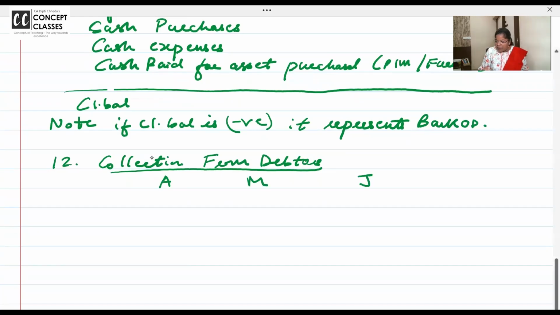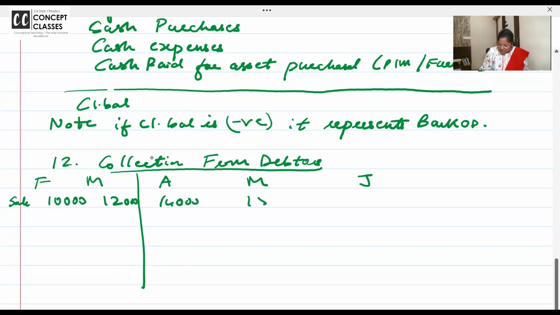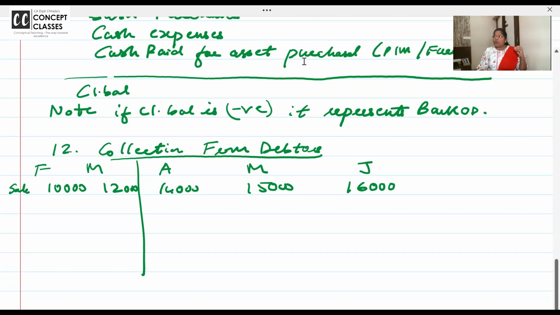April, May, June. आप लोग सब मेरे साथ लिखो. April, May, June. February and March is extra information, but we are making for April, May, June. Let us take sales as 10,000, 12,000, 14,000, 15,000, 16,000. Random. I'm just creating problem on my own now. Chalo. Write down sales. Anyone not able to copy?